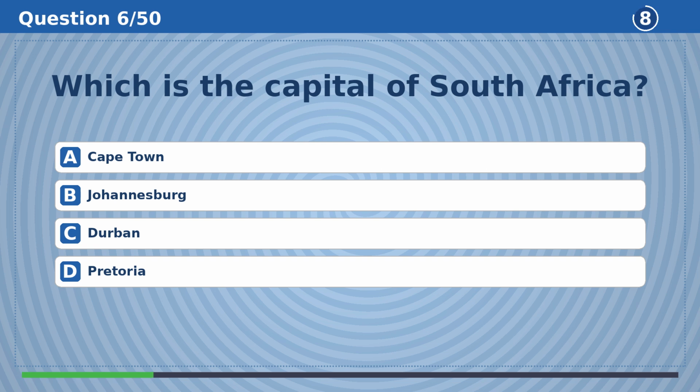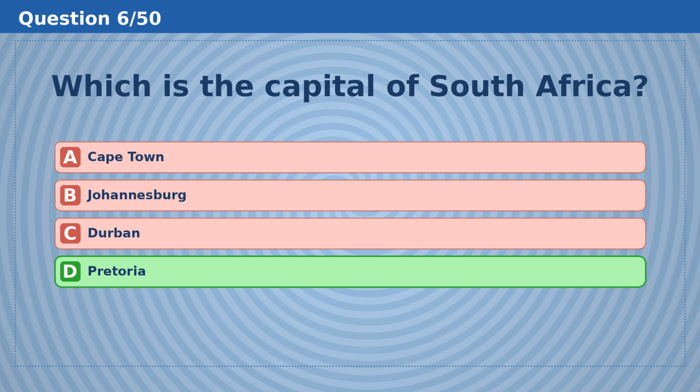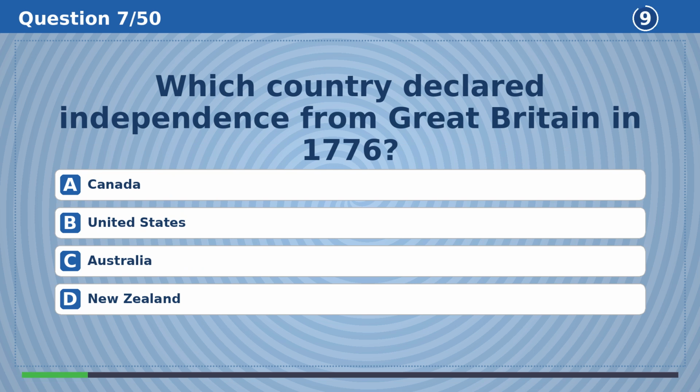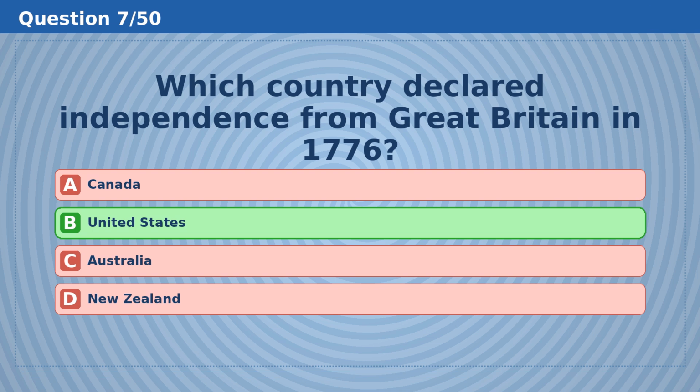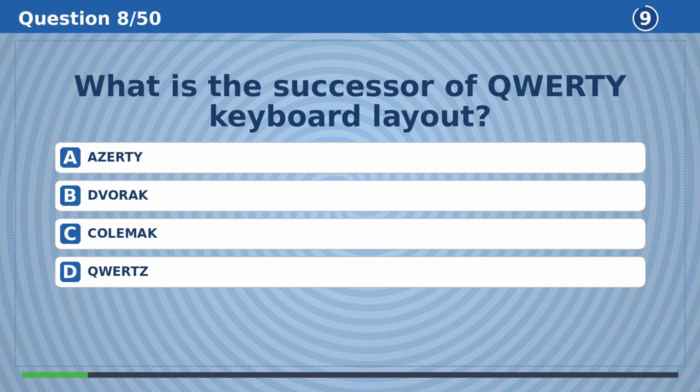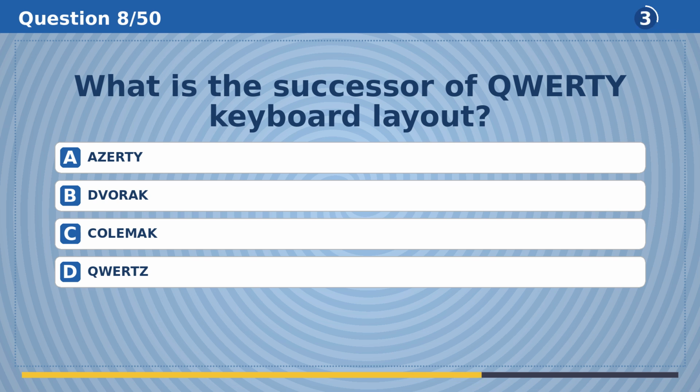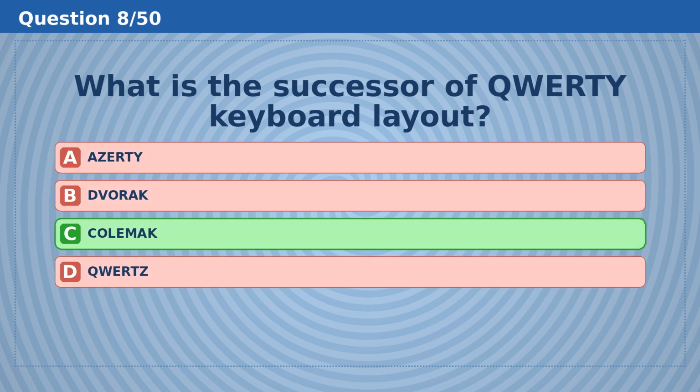Which is the capital of South Africa? The answer is D, Pretoria. Which country declared independence from Great Britain in 1776? The answer is B, United States. What is the successor of QWERTY keyboard layout? The answer is C, Colmac.